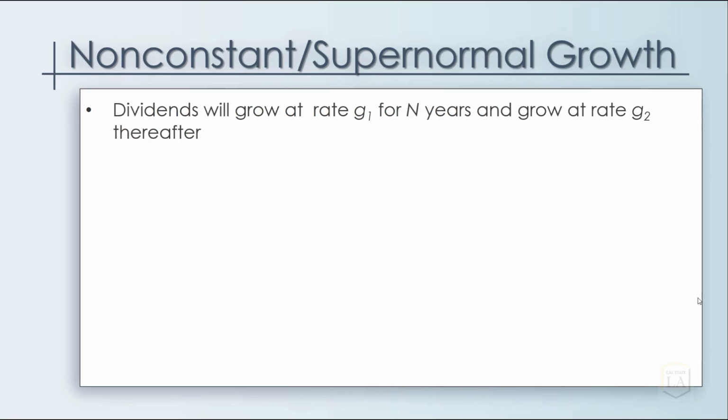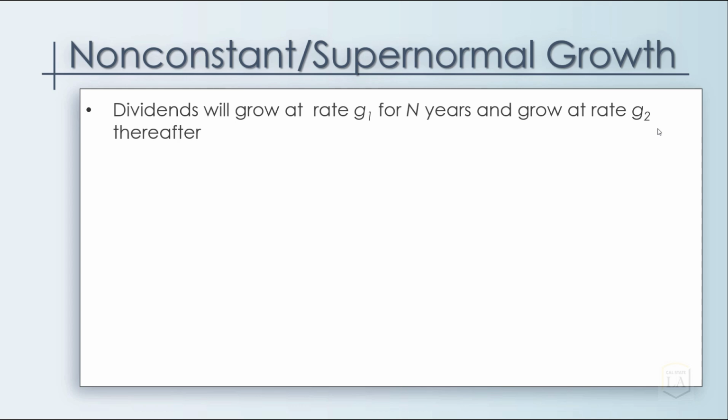Now let's take a look at the last model in this chapter, which is the non-constant or supernormal growth model. So what this model is assuming is that dividends are growing at a given rate of, say, G sub 1 for a certain period of time until year end. And then after that, it's going to change the constant growth rate and grow at a different rate, say G sub 2, thereafter and perpetually. So we are looking at multiple growth rates.